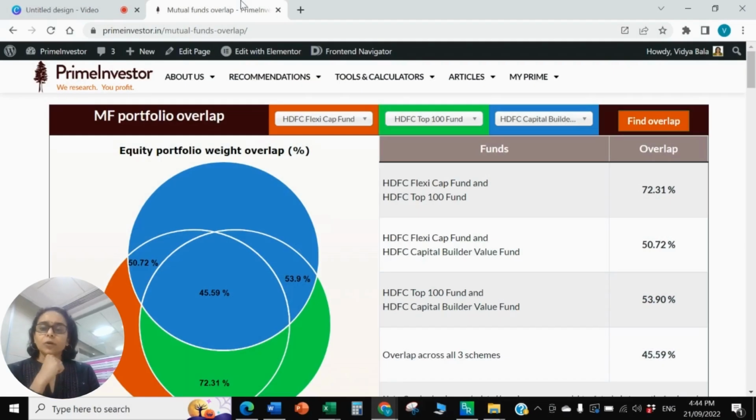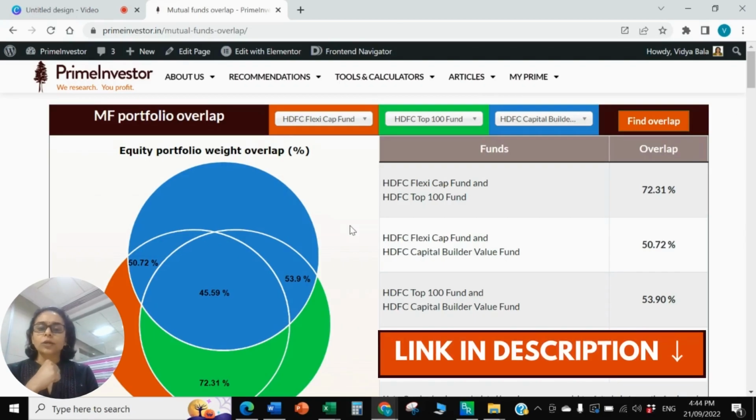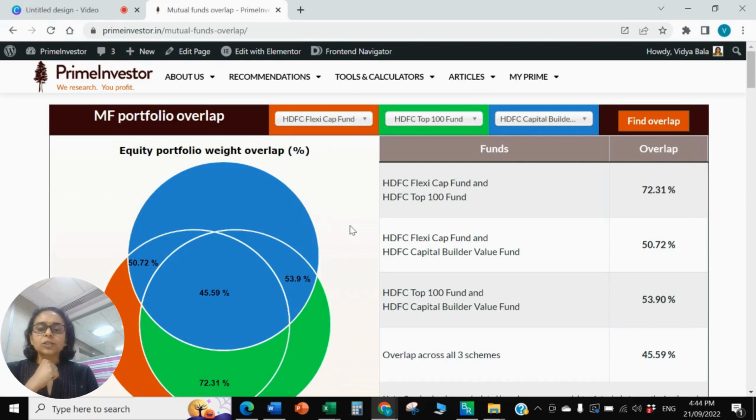To help you do this, we have what is called a mutual fund overlap tool. The link is given below. You can go and check it. On this page here, I have given three funds. You can give any two funds and look at the overlap. Or if you are a Prime investor already, you can give up to three funds and look at the overlap.